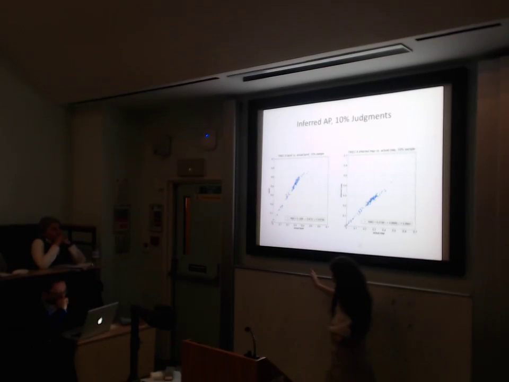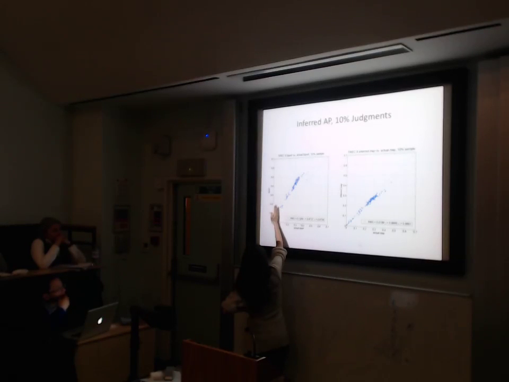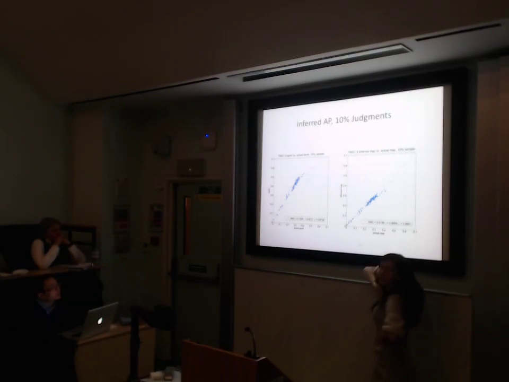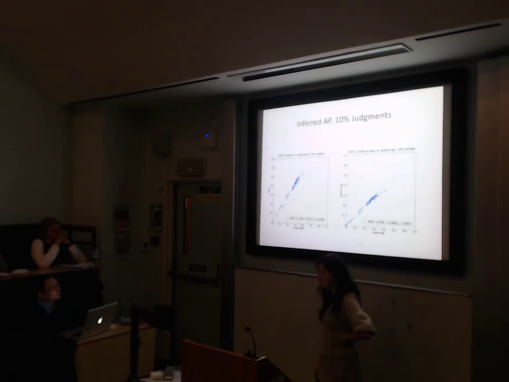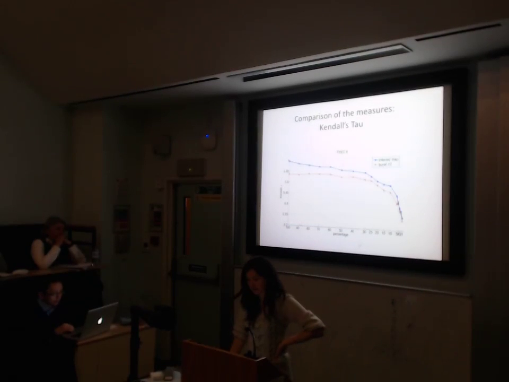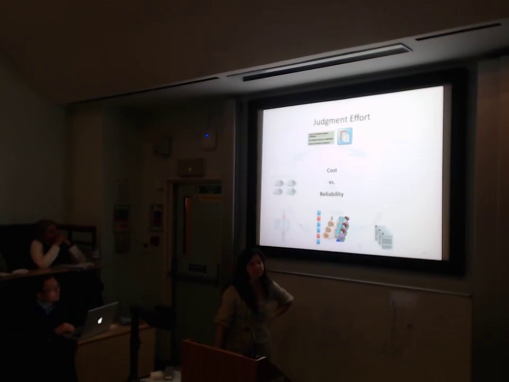You can see that things like BPREF deviate from actual values. But in 4DP, okay, there is some variance in our estimate, but in general, it tends to be around the line y equals x. So the estimates are unbiased. And these are, again, some other comparisons. I'll skip them.